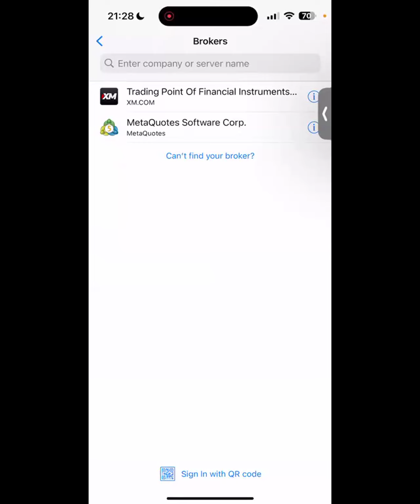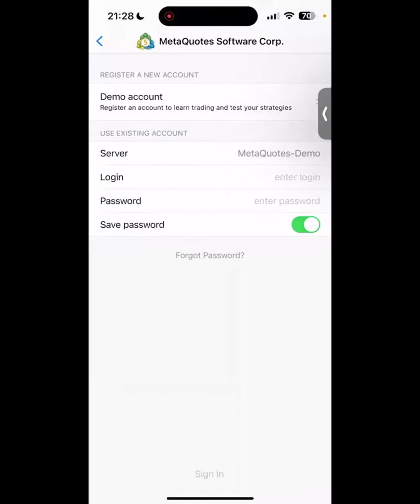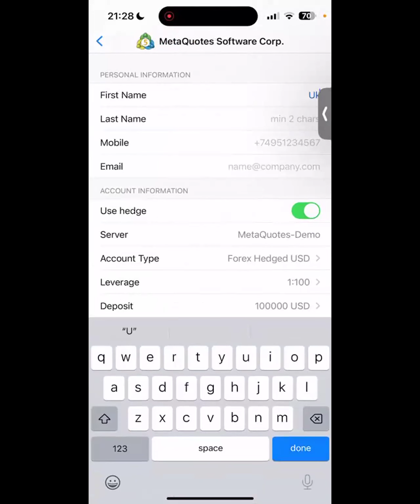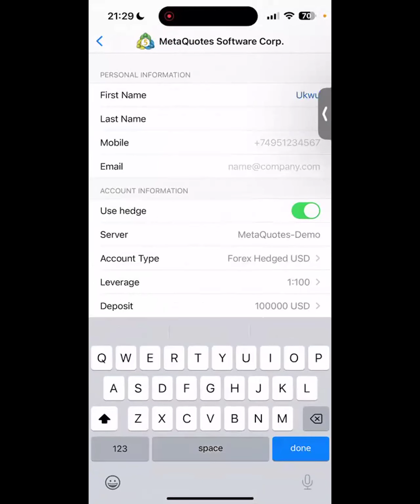So once you click on your settings, click on this MetaQuotes Software Corp. Click that. So register a demo account. Click on the demo account. So fill in this information. It doesn't have to be your real name. It can just be anything. Just write a letter on the last name part.